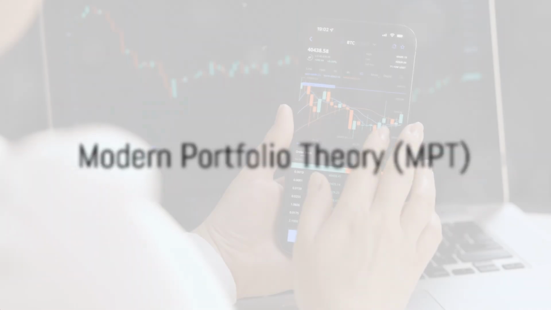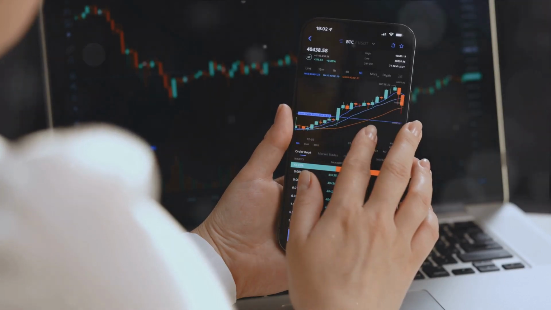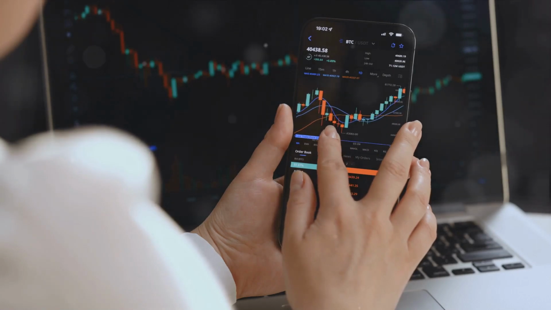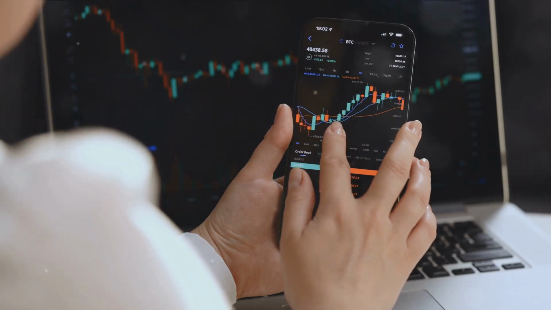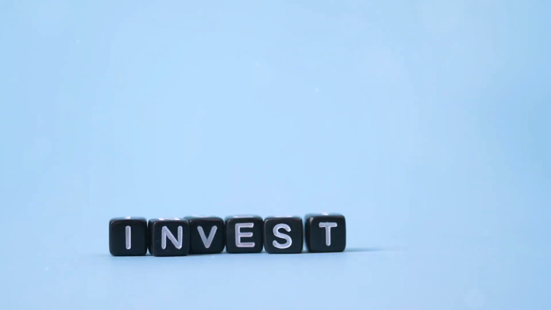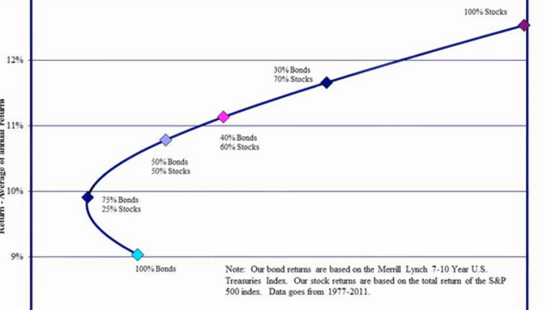The first topic on our list is modern portfolio theory, or MPT. This theory is a key tool that assists investors in maximizing their returns for a certain level of market risk. Think of it as a balancing act, where risk is on one side and returns the other. MPT assists you in finding the optimal equilibrium. But how does it work?